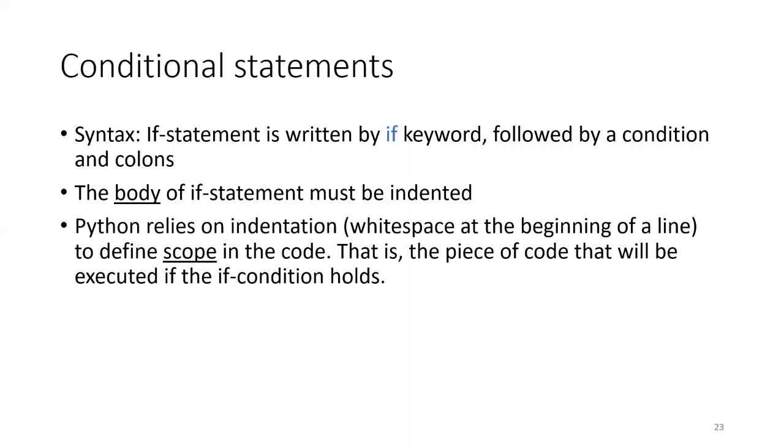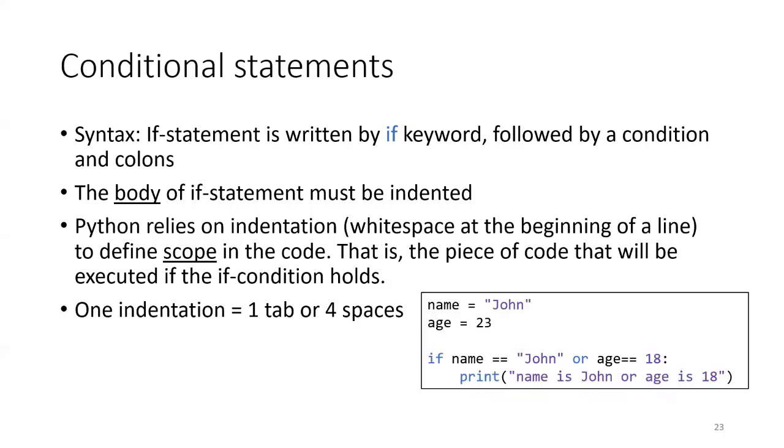And indentation simply means white space at the beginning of the line. The amount of white space defines the scope of the code, meaning to which part of the program this code belongs. Now, in the case of an if condition, the body needs to be indented one level. And one level of indentation is equal to pressing the tab key once or putting 4 spaces. This is the standard. Actually, 4 spaces is the standard.